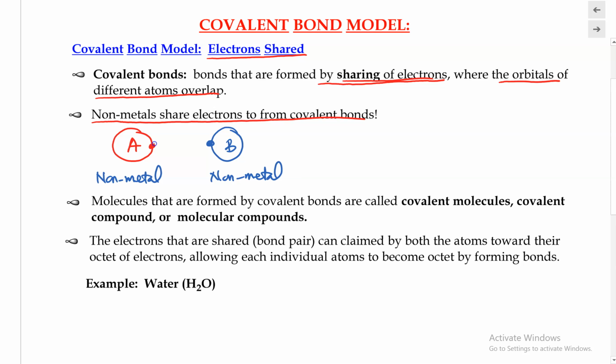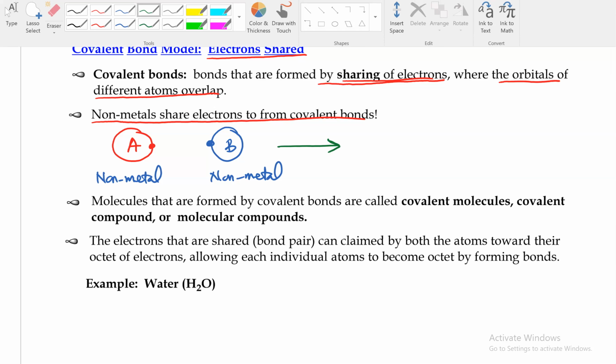But if they were to stick with the amount of electrons that they have and not do anything about it, then these atoms are not stable to exist as individual atoms. So one way for them to also have an octet of electrons without giving the electron away would be to do the following. Let's share the electron. That's what these two atoms would be doing.